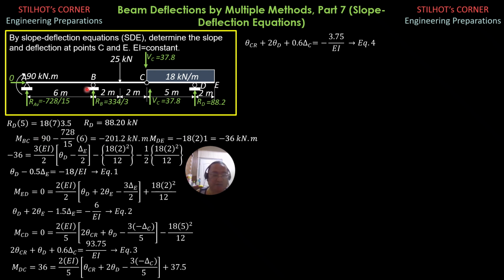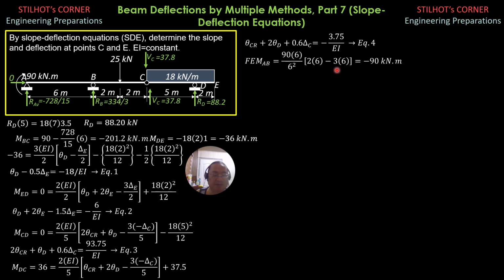Let's consider AB first. The fixed moment in AB, where the couple load is acting here, has the formula MB over L squared, quantity 2L minus 3B, where B is 6, A is 0. So fixed moment AB is 90 times B, which is 6, over L squared, 6 squared, times 2L minus 3B.